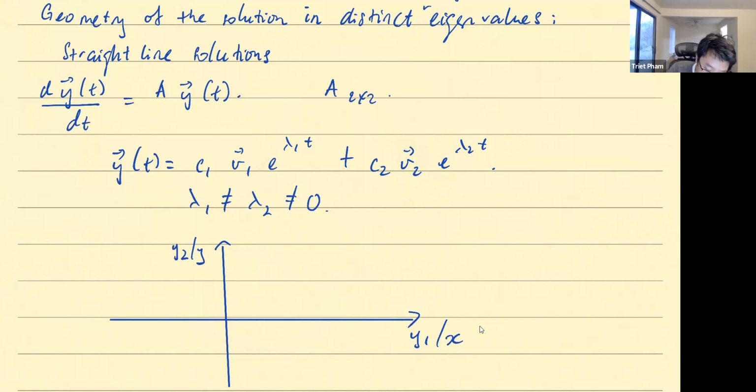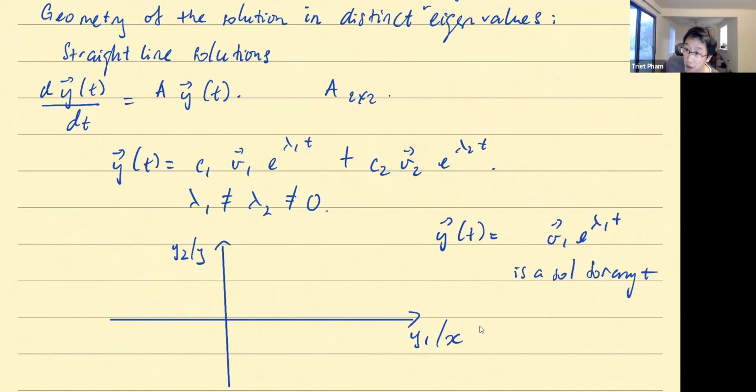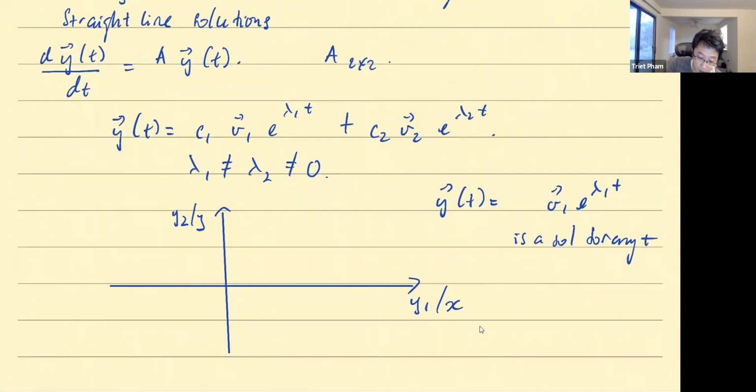So here, what we want to say is this. Look at the solution. Anything like this is a solution. In particular, let's say C2 is 0, then y is C1 v1 e to lambda t, and C1 is a constant, so let's just say it's 1. That doesn't matter. It is a solution for any t. What does that mean in terms of picture? Well, you have a vector v1, whatever that is, let's say here.